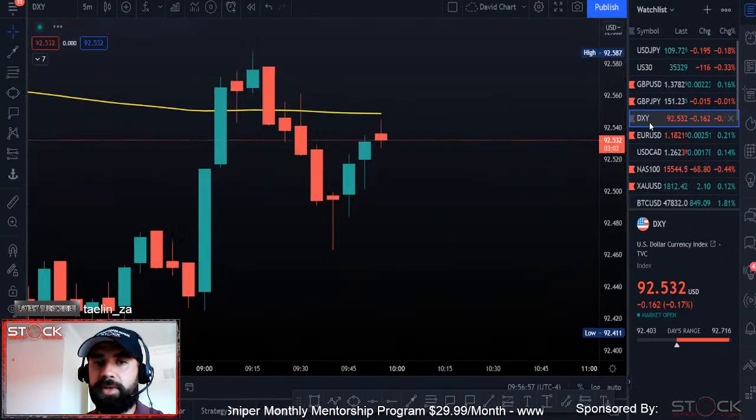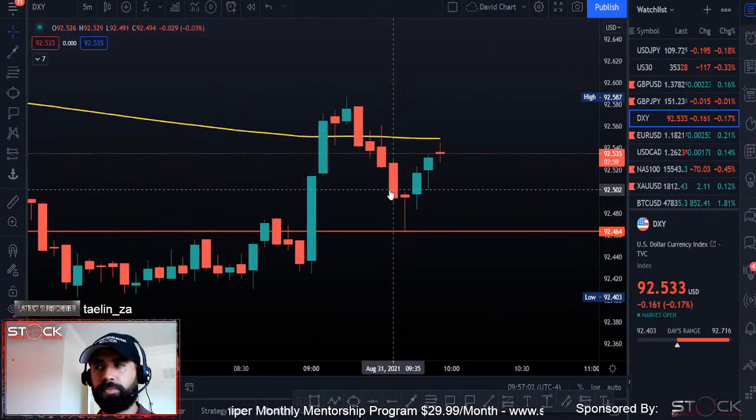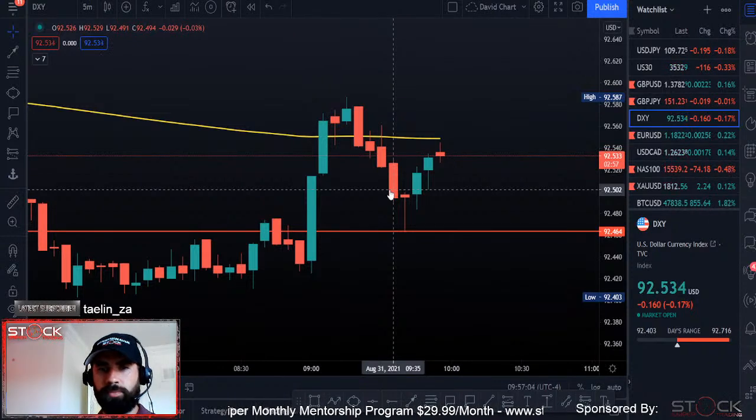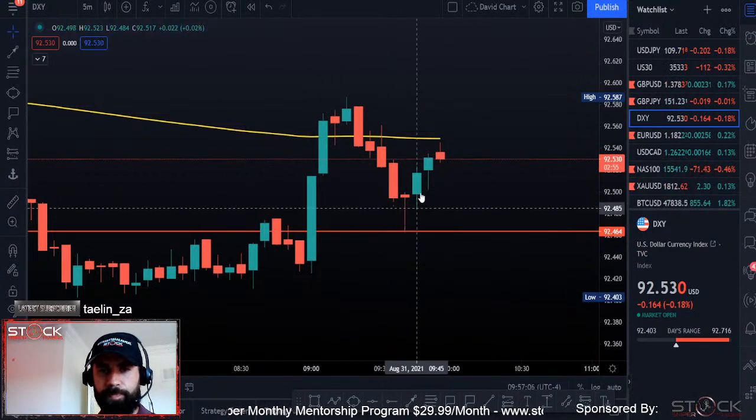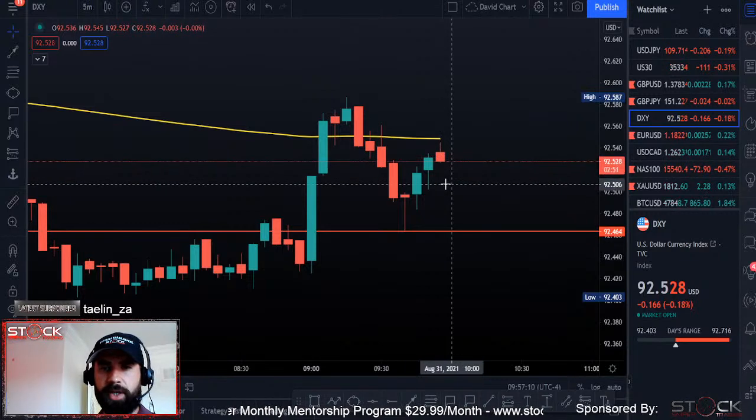Let's see what the DXY is doing. It's starting to push to the upside, okay? It's kind of just forming maybe an M pattern here. We'll wait and see.